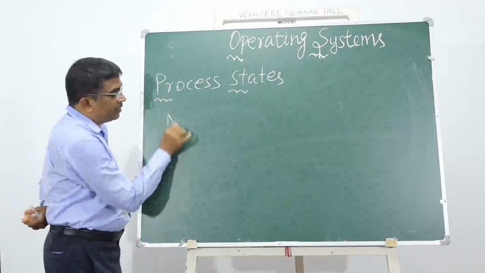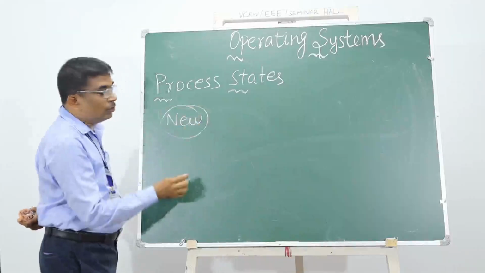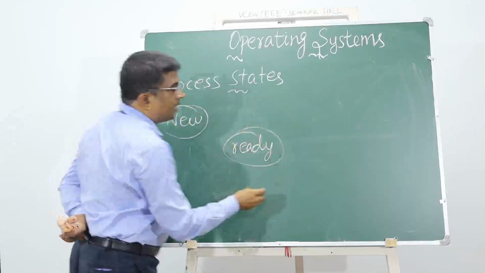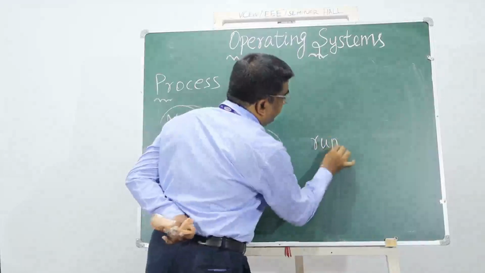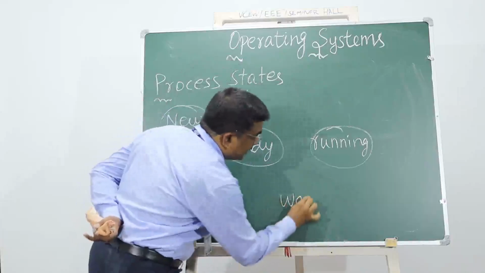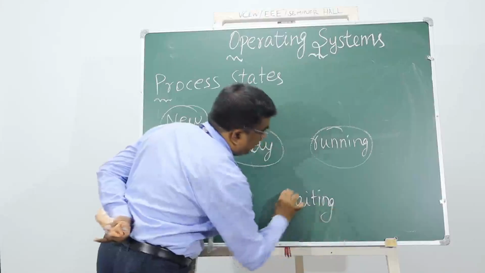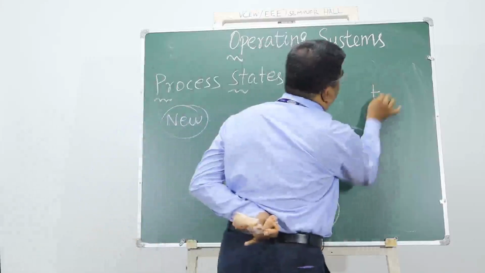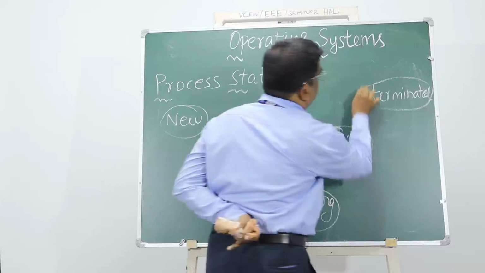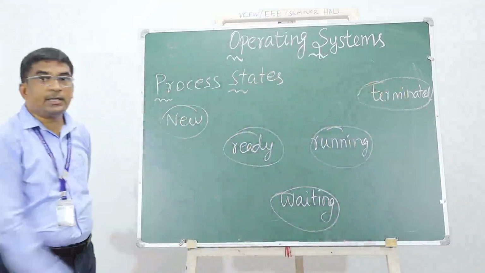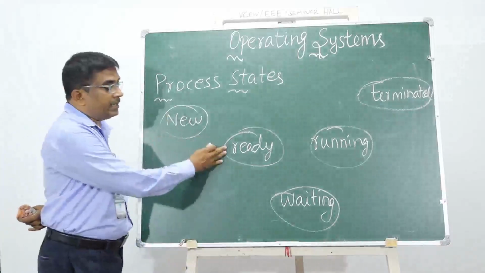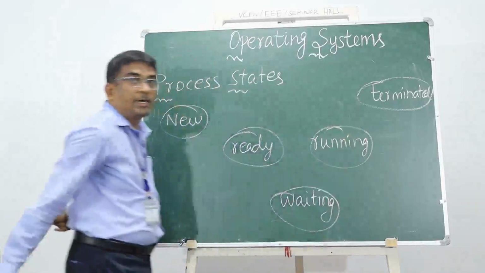Consider the state of new, and the state of ready, and the state of running, and the state of waiting, and the state of terminated. So here the five important states are available for the processes: new state, ready state, waiting, running and terminated.